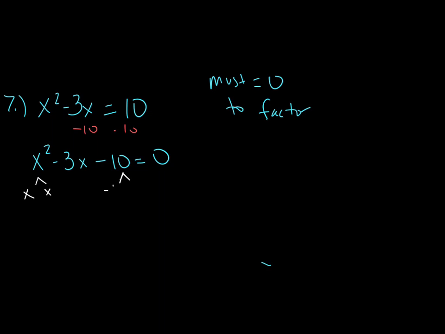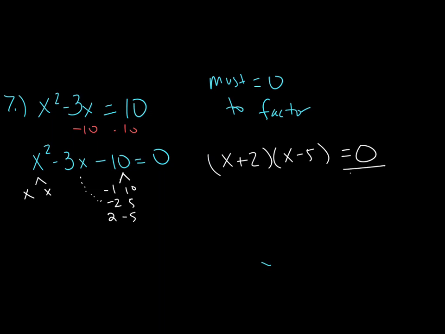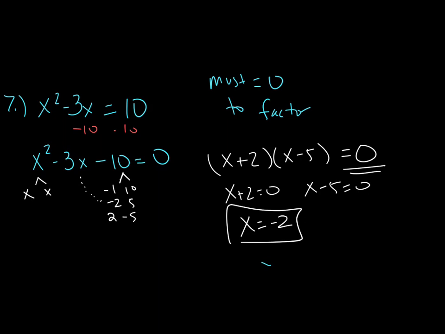Well, I have negative 1 and 10, or negative 2 and 5. Negative 2 and 5 almost add up to 3. So I want them to be negative 3, so I make it positive 2 and negative 5. So this is going to factor into x plus 2, x minus 5. Remember, since it equals 0, I'm allowed to say x plus 2 equals 0, x minus 5 equals 0. Subtract 2 from both sides, x is equal to negative 2. Add 5 to both sides, x is equal to 5. 2 answers. Because they are nice answers, it's factorable. And that's it for 7.